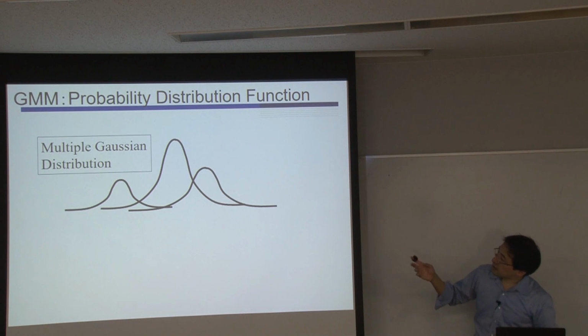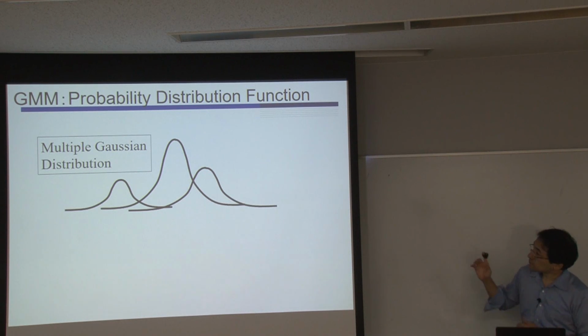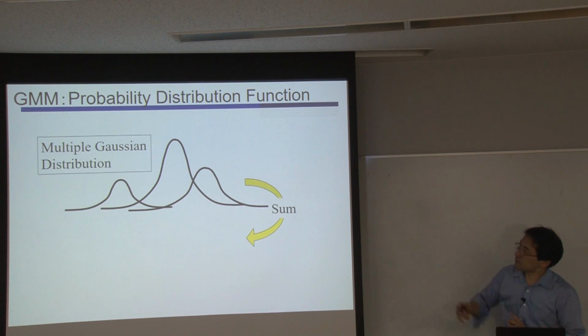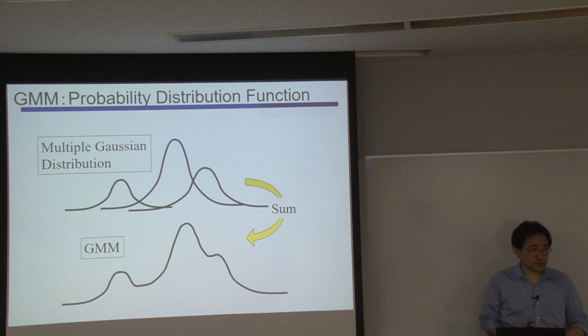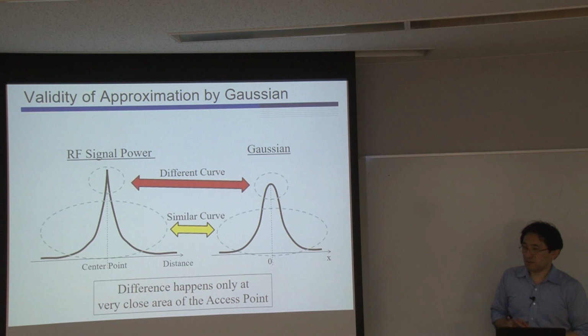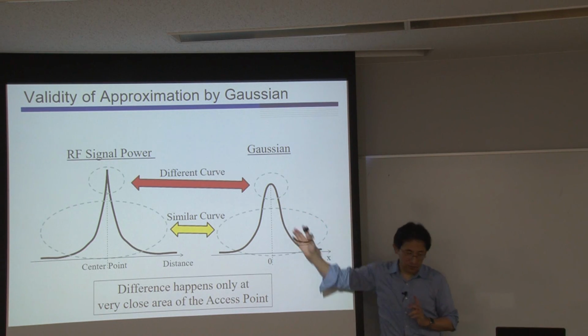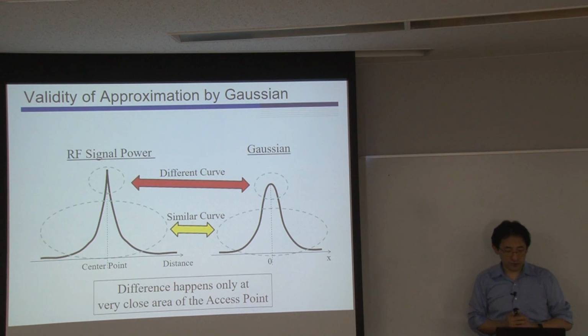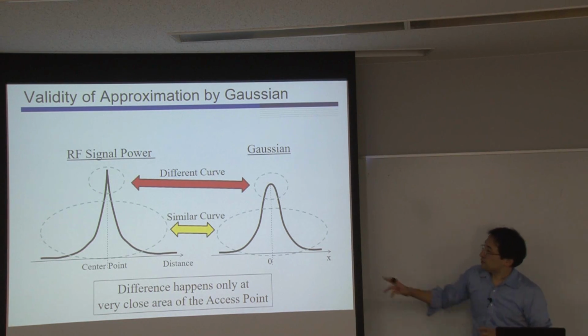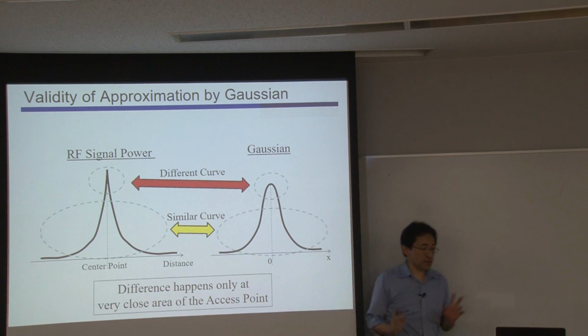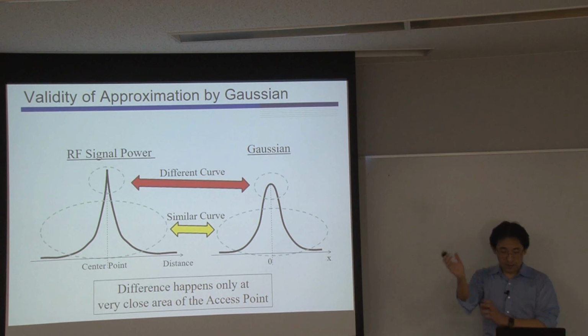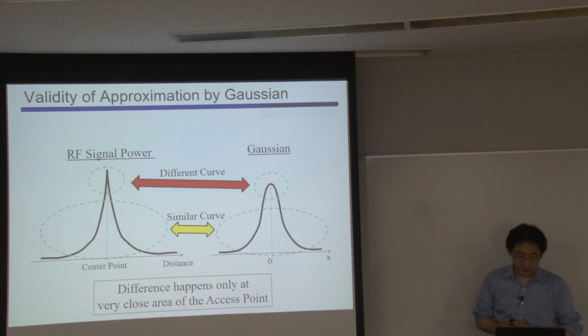Okay, so this is the concept of the Gaussian mixture model. There are several Gaussian distributions, and by summing them, we can get this kind of slightly complicated curve. But the Wi-Fi signal is a little different from a Gaussian distribution, because a Gaussian distribution is round around here. However, the Wi-Fi signal is very peaky at the point, of course. However, usually we need to estimate the location at some distance from the antenna. So if it fits well in this area, we think it might be okay. So we model the Wi-Fi signals by using the Gaussian mixture model.